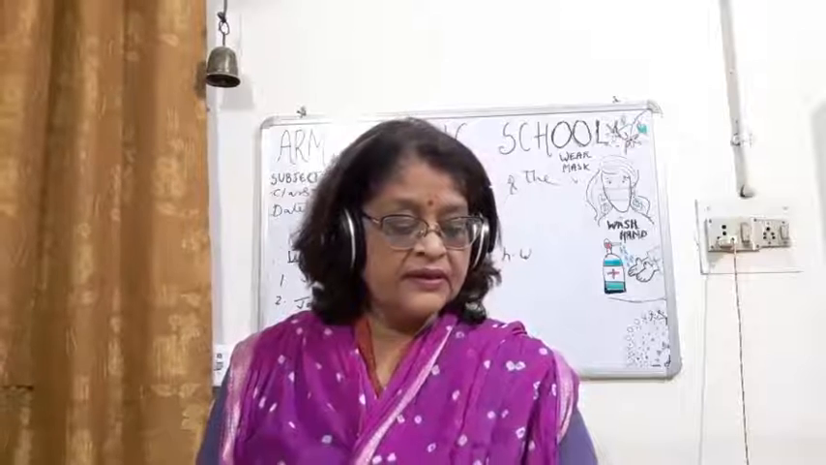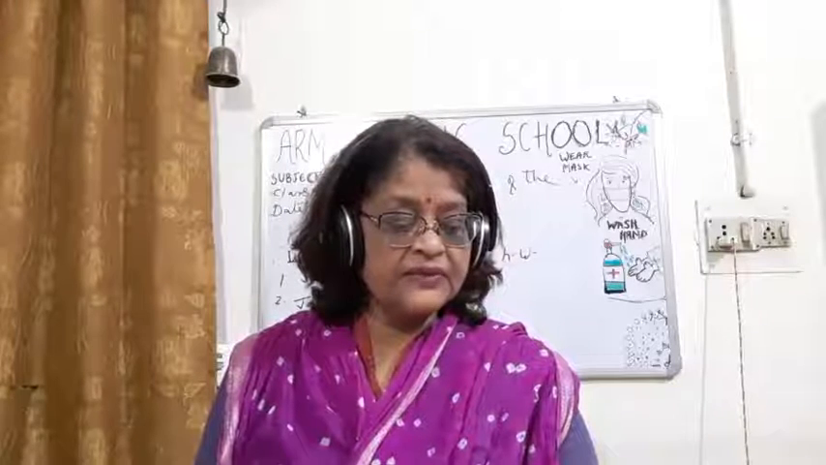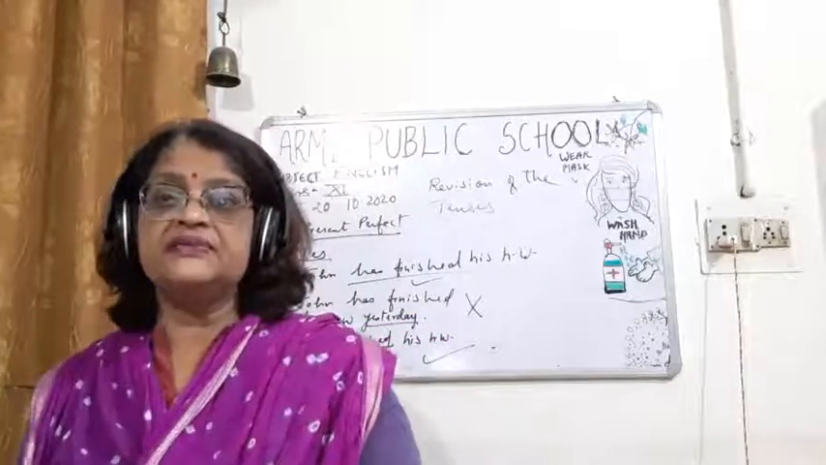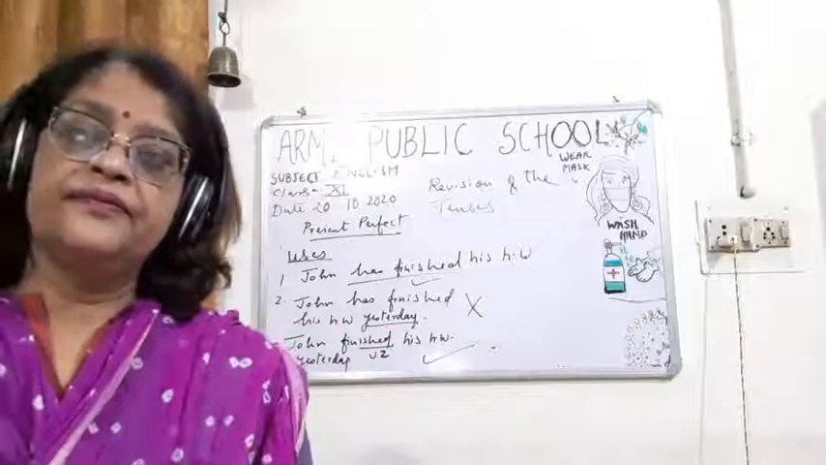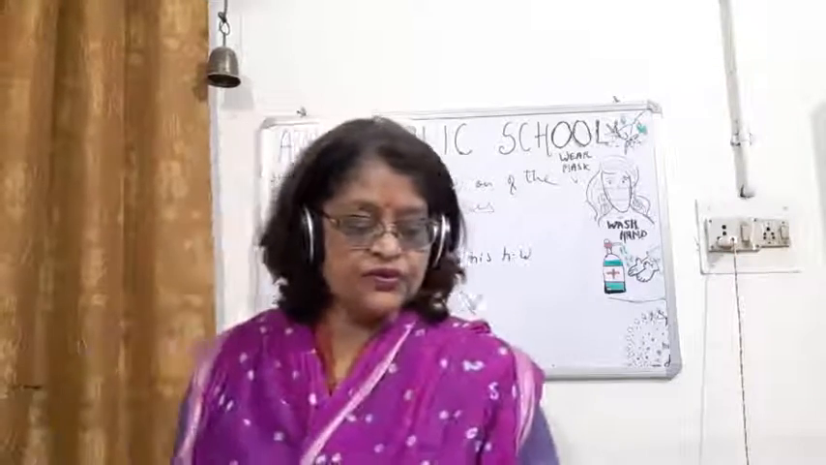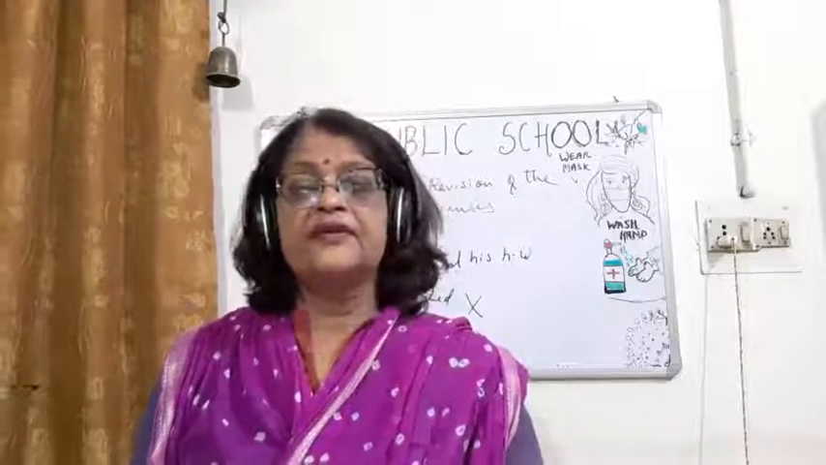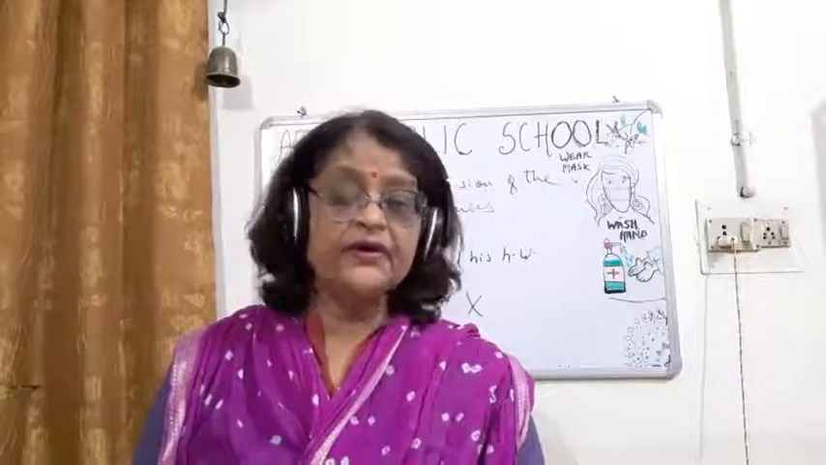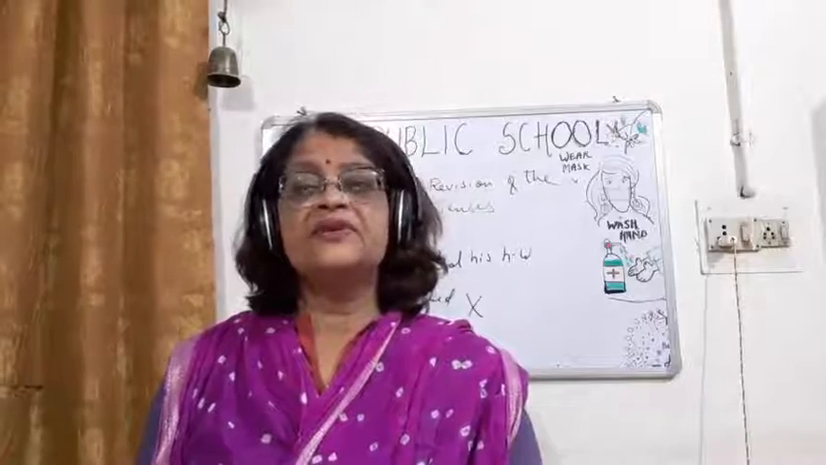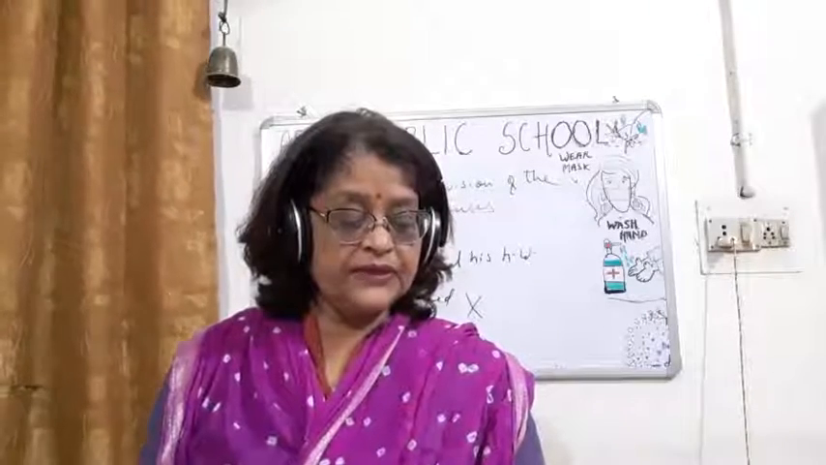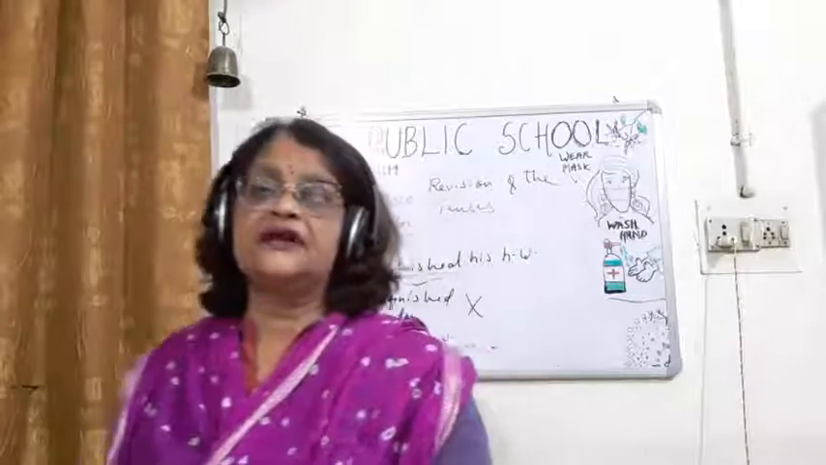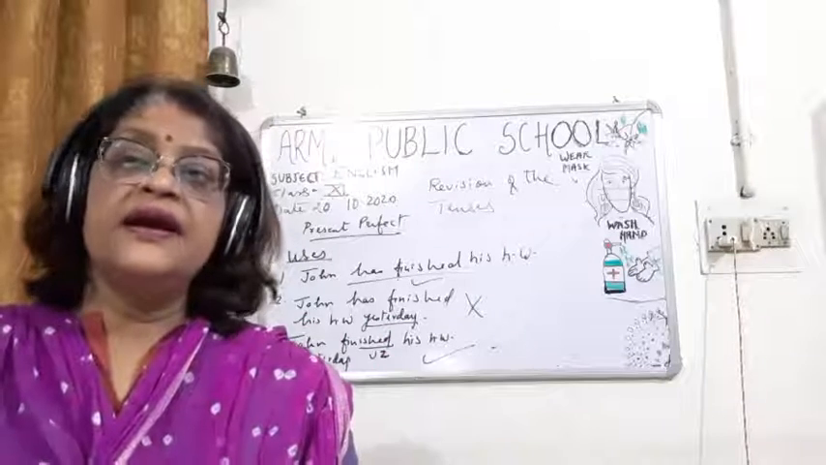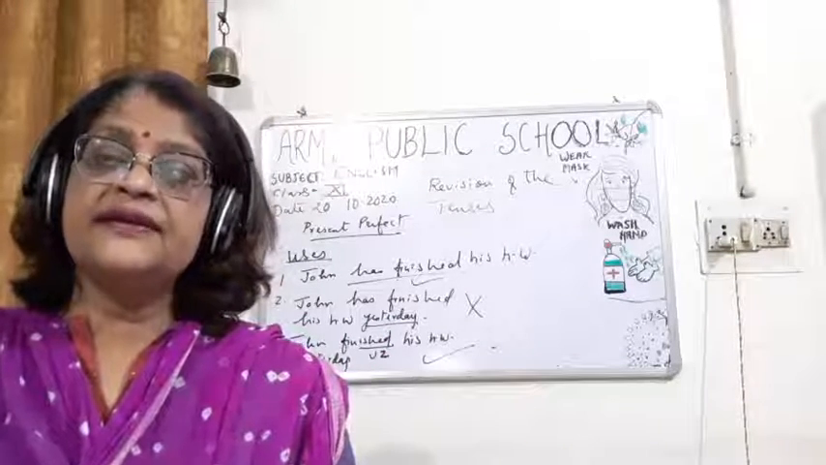Then children, the second use of present perfect tense is a past experience. If some past experience is being described and it is used with once, twice, before, ever, then the whole sentence will be in present perfect tense. Like, I have seen the Taj. That means he must have seen the Taj once upon a time or before.